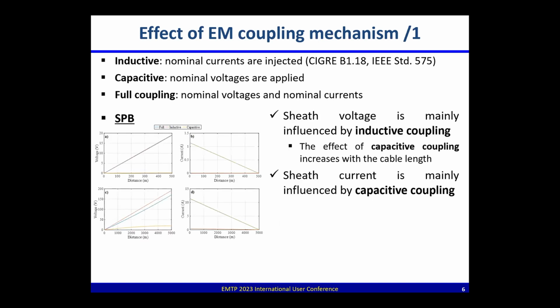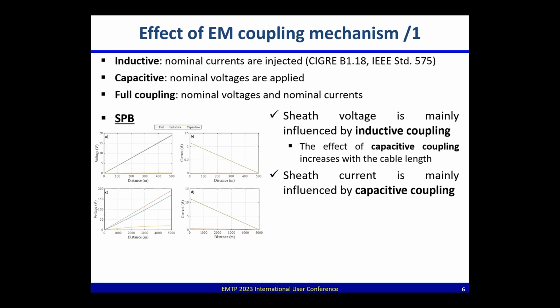So, as a first case, we assume the single point bonding. You can see here on the left, on figure A and figure C, the induced voltage, and on figures B and D, the induced sheath current, where we have 2 different cable lengths of 500 meters and 5,000 meters. And we actually inject all 3 mechanisms, namely the inductive, the capacitive, and the full coupling one.